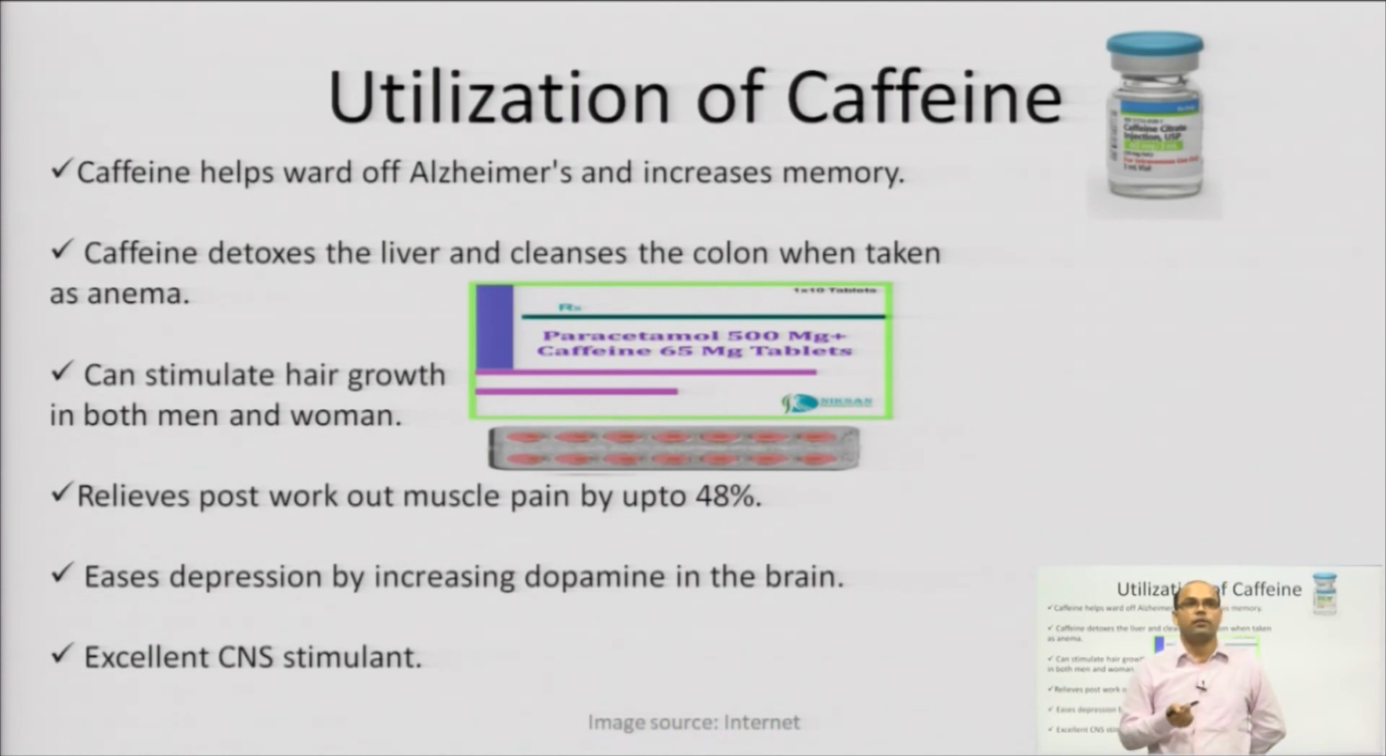Utilization part, if you see, caffeine helps to ward off Alzheimer's, and it also increases memory. So, you can increase your memory by drinking tea. It is written here that caffeine detoxifies the liver and cleanses the colon when taken as enema. It can stimulate hair growth in both man and woman. It relieves post-workout muscle pain by up to 48%. It can ease depression by increasing dopamine level in your brain, and we all know that caffeine is an excellent CNS stimulant. So, these are the uses or utilization of caffeine.